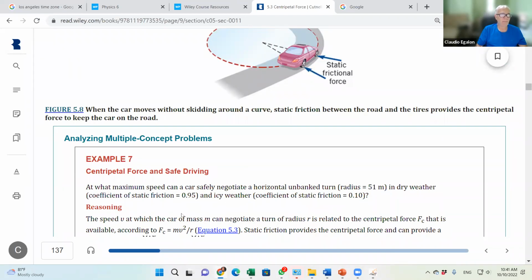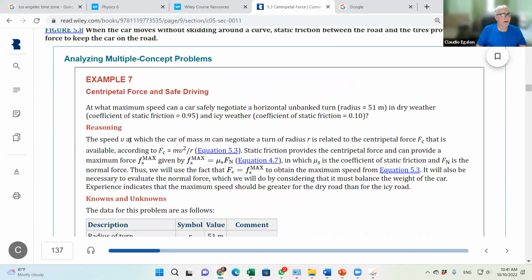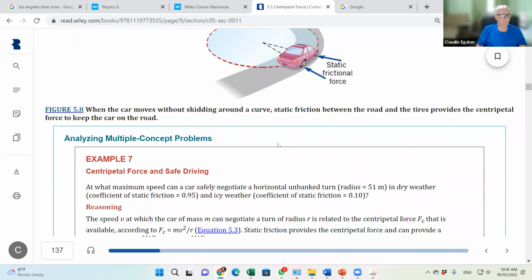And icy weather. Two different circumstances. Dry weather has a given static friction, and icy weather has a far different coefficient of static friction, 0.1. Whoever has driven under icy conditions knows how difficult it is to keep a car in the turn. You have to go very slowly. It's not just icy conditions, it can also be a wet surface.